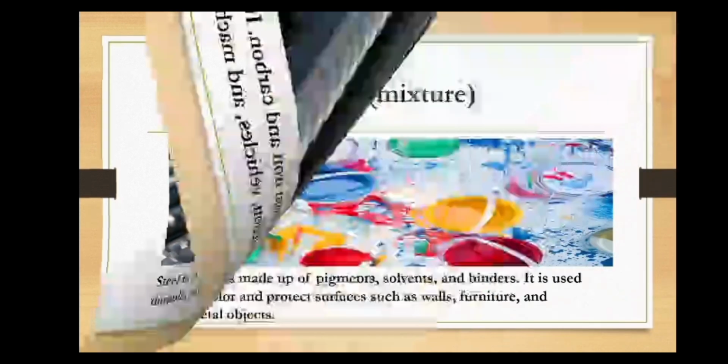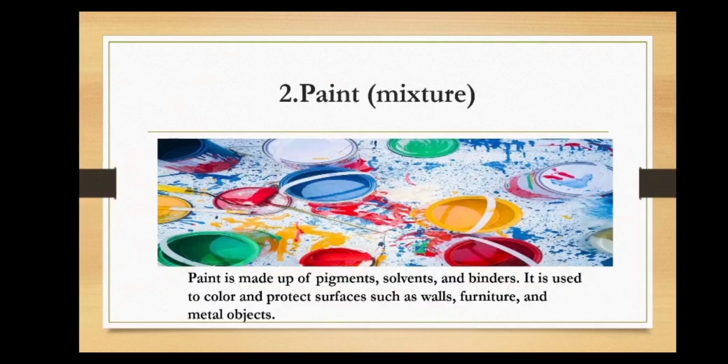Number 2 is paint. So, ang paint belongs to mixture. Paint is made up of pigments, solvents, and binders. It is used to color and protect surfaces such as walls, furniture, and metal objects. So, ang paint is a mixture used to color and protect surfaces gaya ng mga pader o sasakyan.